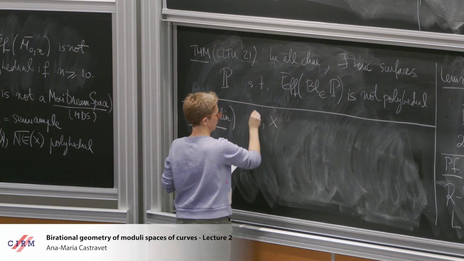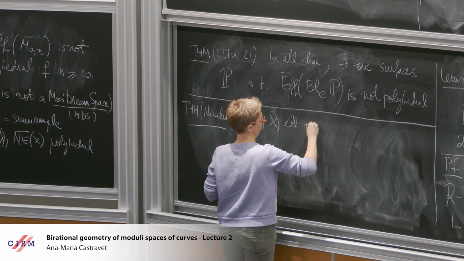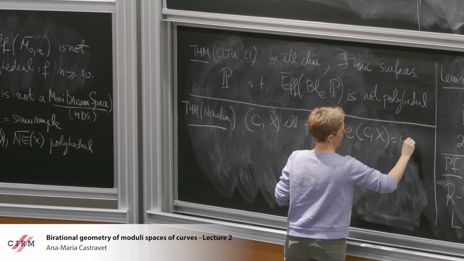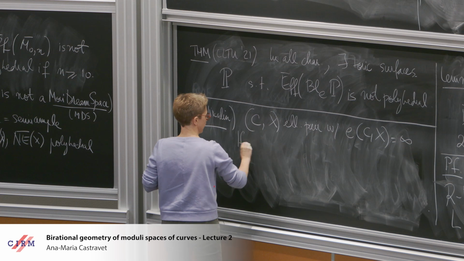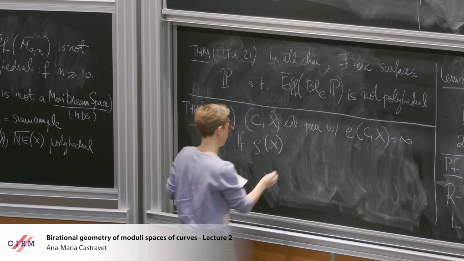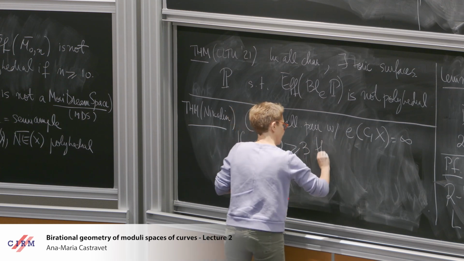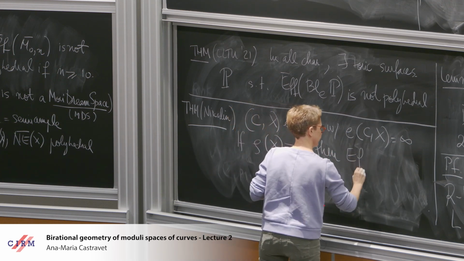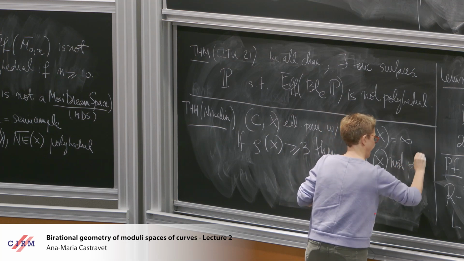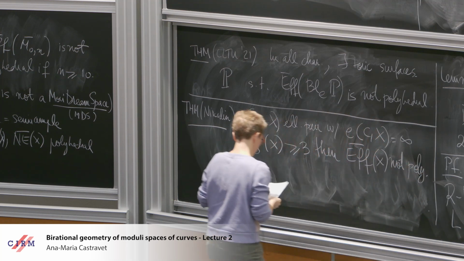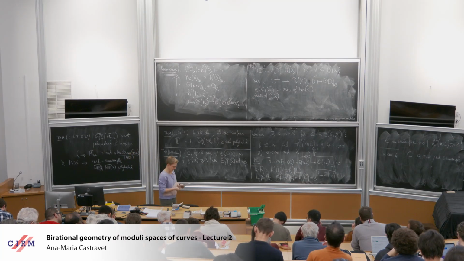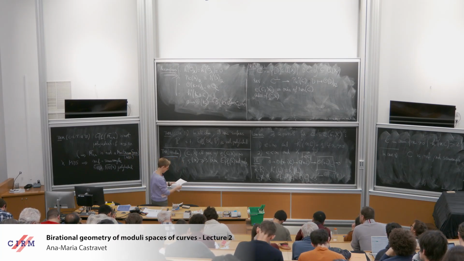But if you have an elliptic pair with infinite order, yes, if the Picard number is 2, then it's always polyhedral, but otherwise this is not polyhedral. Okay, so I think I still have 4 minutes. So maybe I will give this proof just to be explicit.